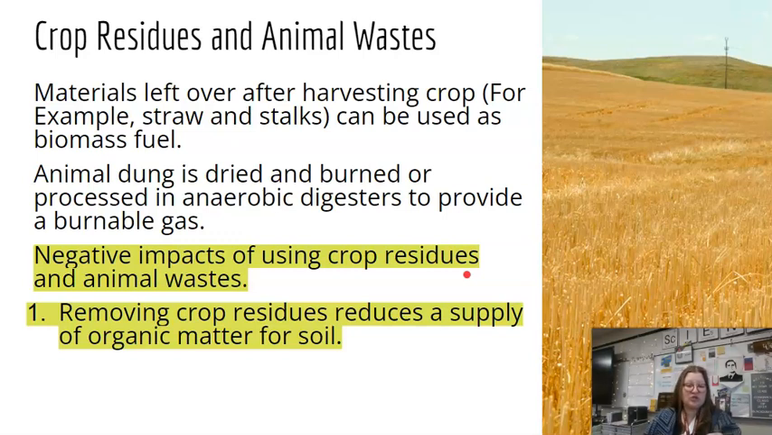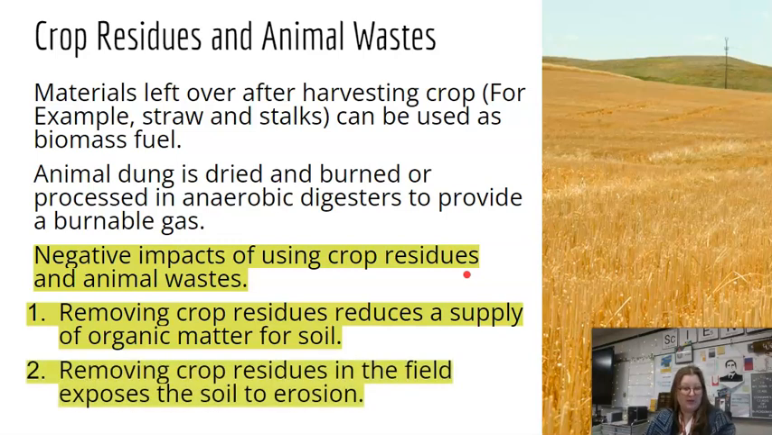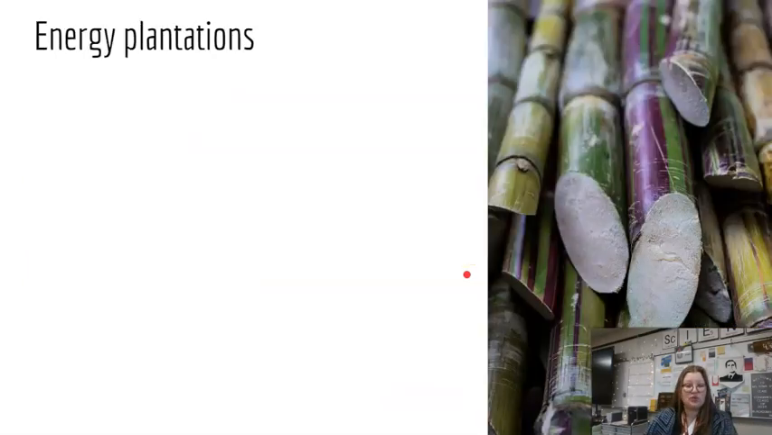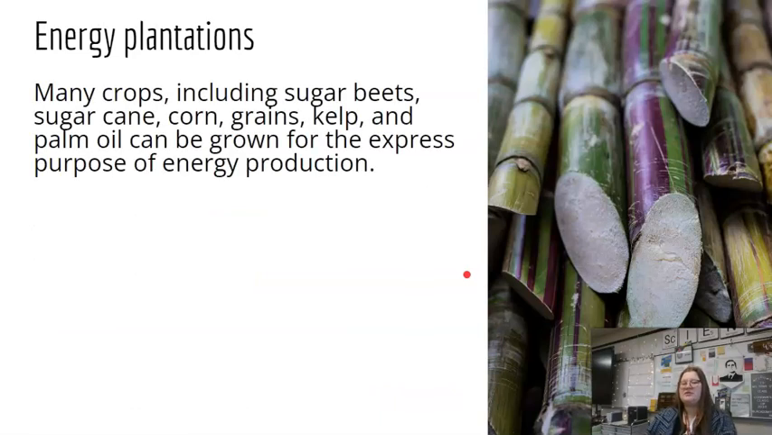So even though we could use this to burn it for energy, that means we're taking it away from its other job. And then two, removing crop residues in the field exposes the soil to erosion. So if you just have an open field of bare soil and wind and rain comes through, then we're going to lose some of that soil, which we don't want.